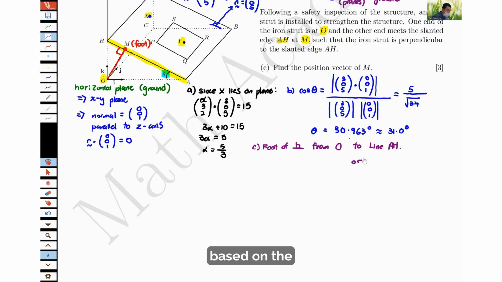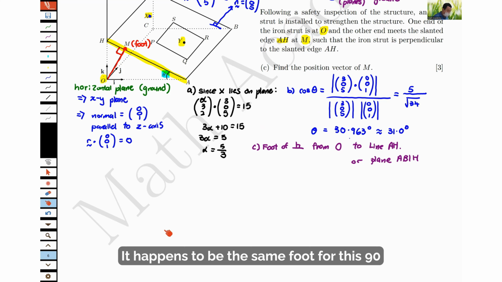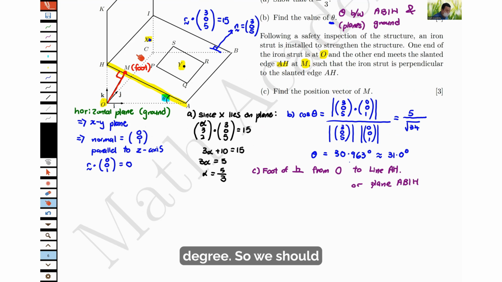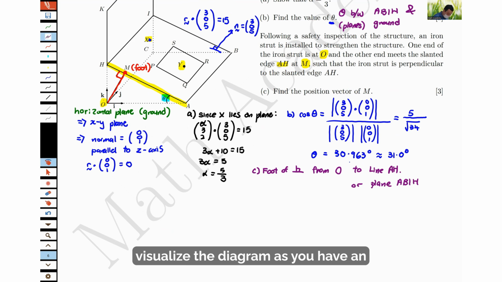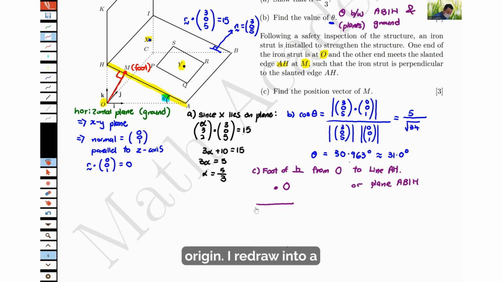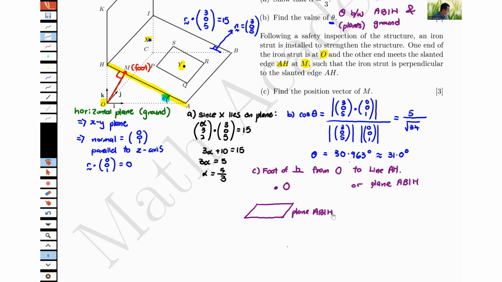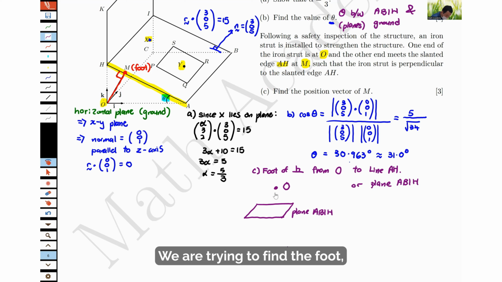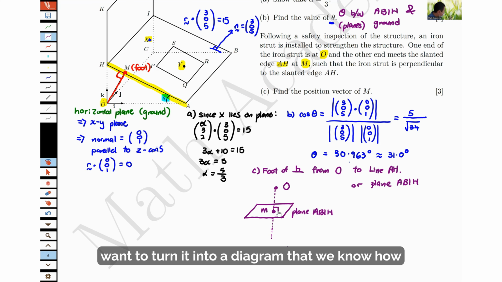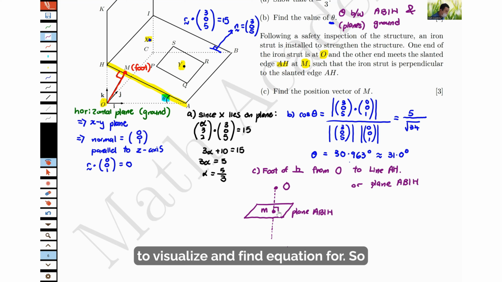Based on the diagram, it is also the same as the plane ABIH. It happens to be the same foot for this 90 degrees. So we should visualize the diagram as you have an origin. I redraw it into a format that we are more familiar with. This is my plane ABIH. We are trying to find the foot, which they call M. This is that 90 degrees. I generally want to turn it into a diagram that we know how to visualize and find the equation for.